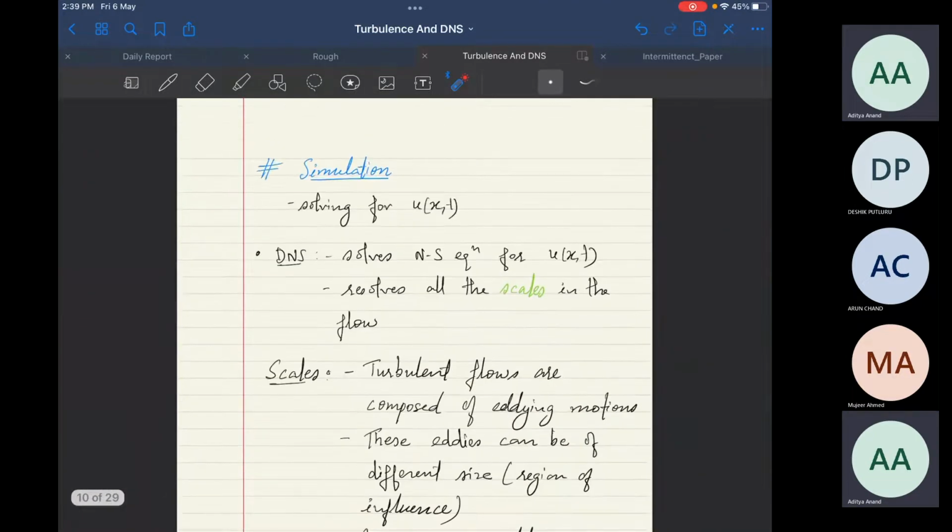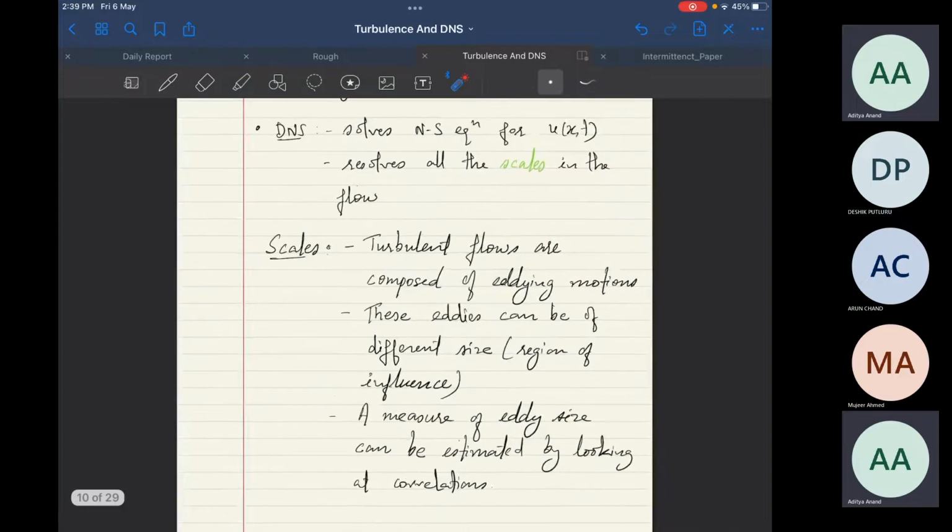DNS actually solves for all the scales that are there in the flow. So we'll now discuss what scales are. It is believed that turbulent flows are composed of eddying motions. Eddying motions, as in if you plot the streamlines, you'll see circular streamlines there. These are called eddying motions. Now these eddies can be of different sizes, and the size is decided by the region of influence of that eddy.